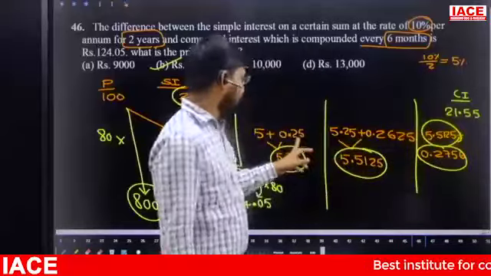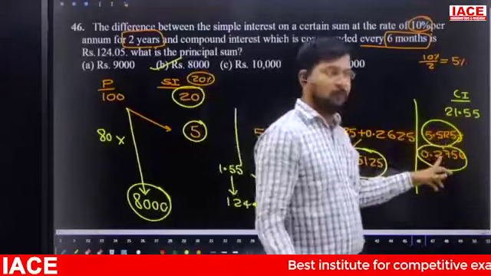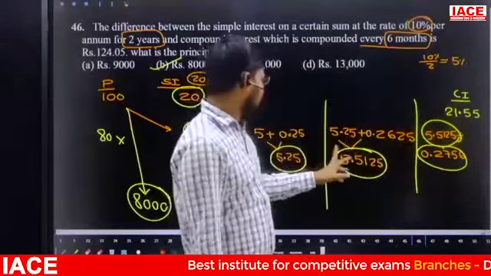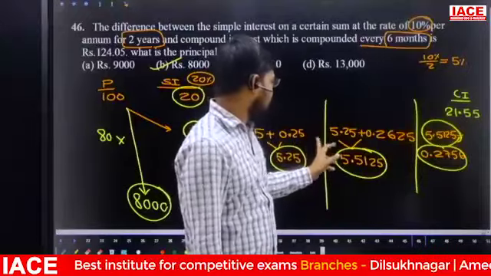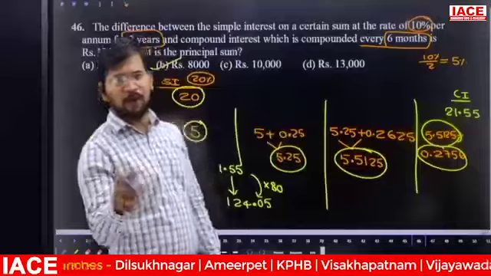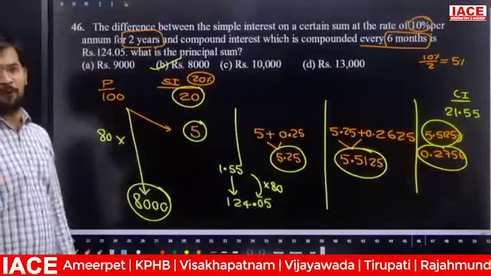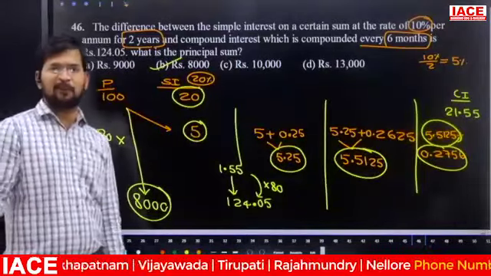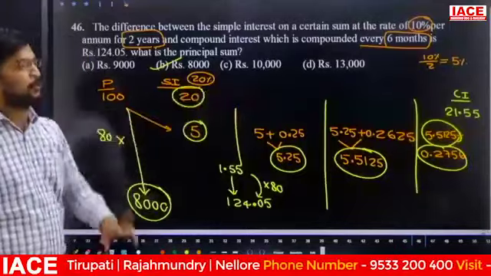Next 0.2, 0.5, 0.5, 0.2, 1.4. So 1.4, next, so 0.05, 0.06, 0.07. If you add all these things, then we get 0.1 something. So 1.4 plus 0.1, that is about 1.55. So your answer is 21.55.